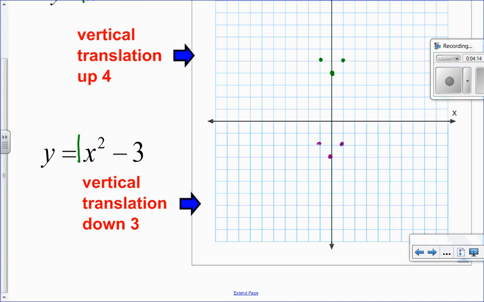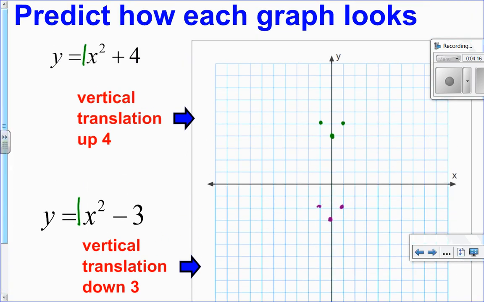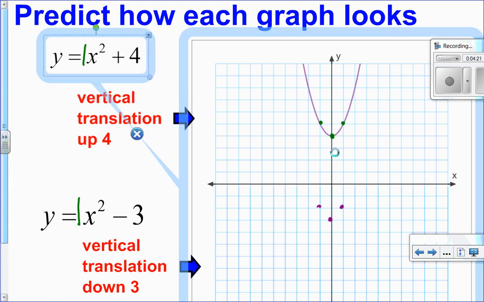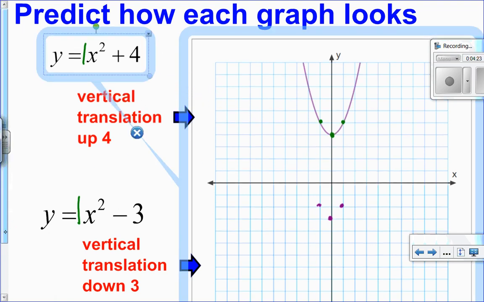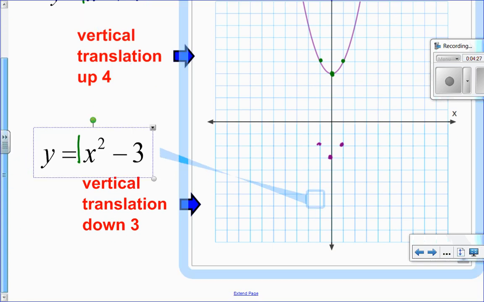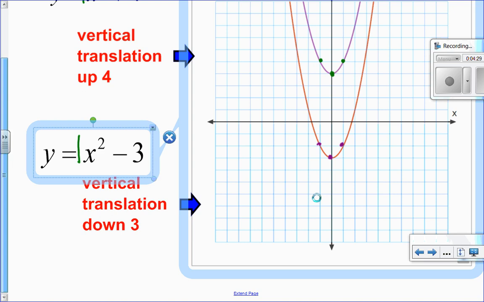Okay, so let's see how close I was. So look at this graph here, x squared plus 4. Ooh, looks pretty good. It did in fact go up 4 units. And then let's look at x squared minus 3. And there we go. So it looks like it works.